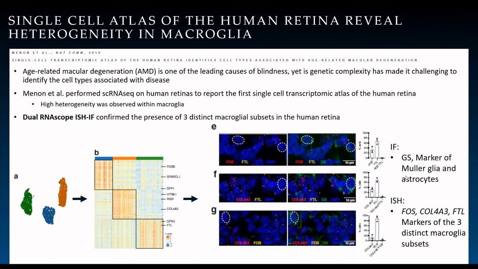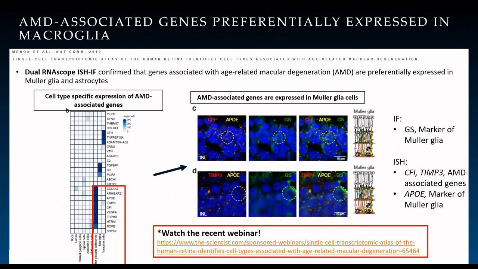Here they have used an antibody marker GS to mark the Muller glial cells and used ISH probes for FOS, collagen 4A, and FTL, which are independent markers for independent macroglial cells. So as you can see, these markers are expressed independently as visualized by RNAscope, and GS is marking the Muller cells. So after validating and establishing these three distinct subtypes of the macroglial cell populations in the retina, they wanted to study the targets that are implicated in AMD.